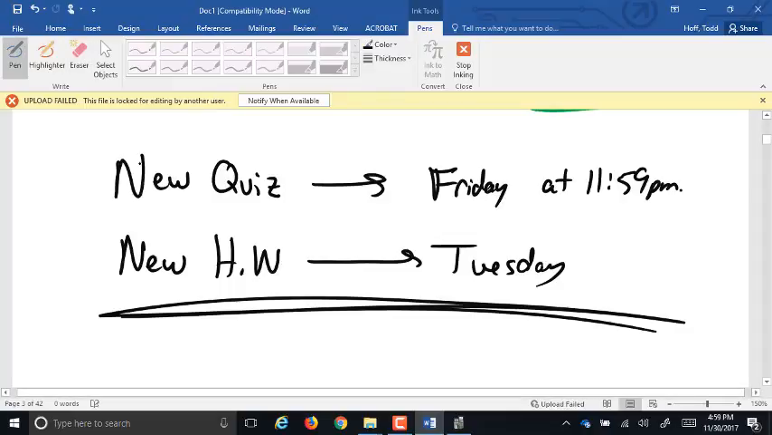This time of night, my handwriting's sloppy.